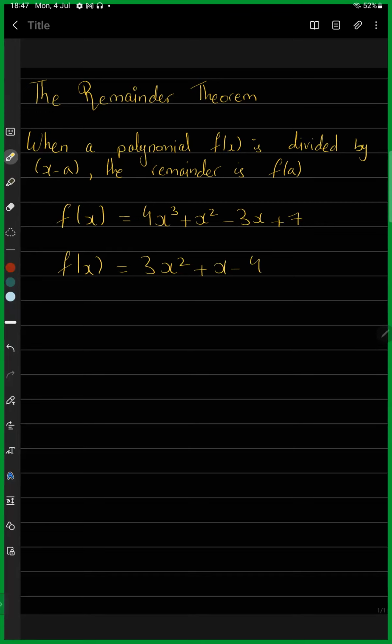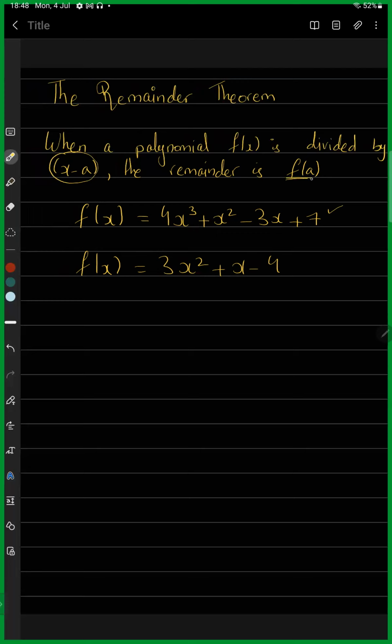So this is what a polynomial basically is. And when this polynomial is divided by x minus a, it could be x plus 2, x plus 3, x minus 4, x plus 5, anything of that type. What is the remainder? So this is basically your dividend. This is our divisor, and this is going to give you the information about the remainder.